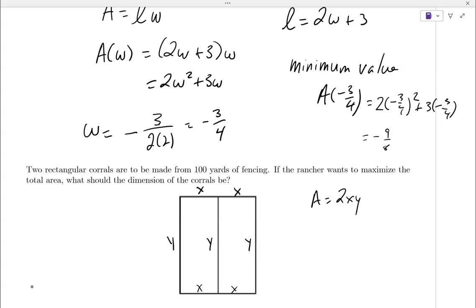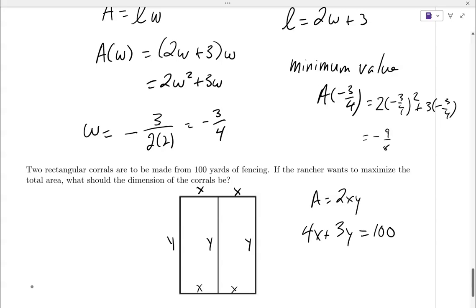Total fencing, and you have 4 x's and 3 y's. How do you total something? Yeah, go ahead. 4x plus 3y. And what should that equal? 100. Good. Exactly. Total fencing needs to be 100. You total by adding things up, right? You're looking at basically a perimeter idea. You just got a side in the middle, right? So the other equation that you would have would be 4x plus 3y equals 100.